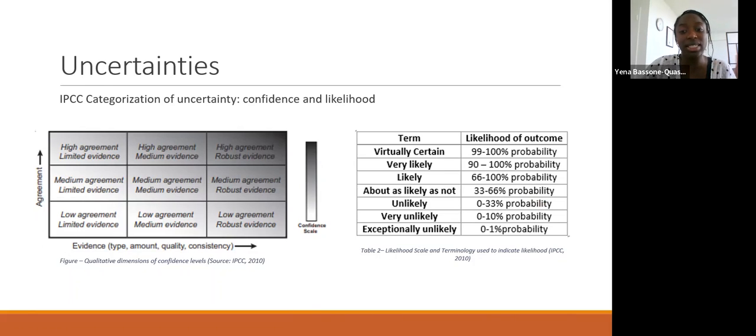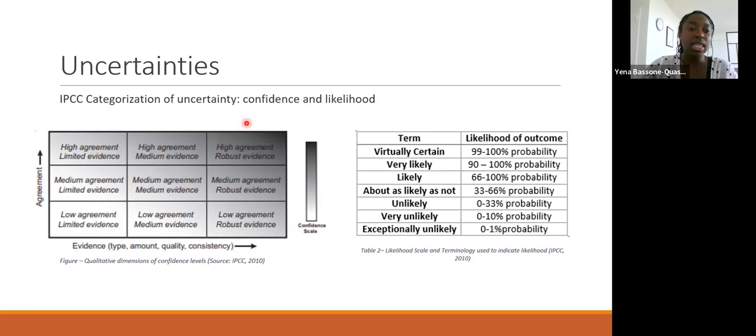What it does is it synthesizes all the existing literature on climate science, and it identifies areas of scientific agreement, the strength of that agreement, and also where further research is indicated. And so it does this through the use of confidence levels and likelihood.